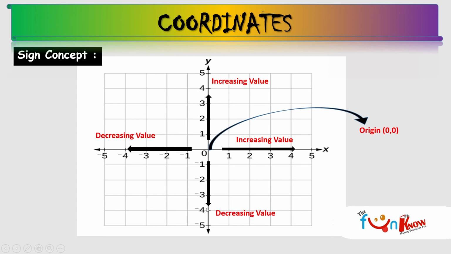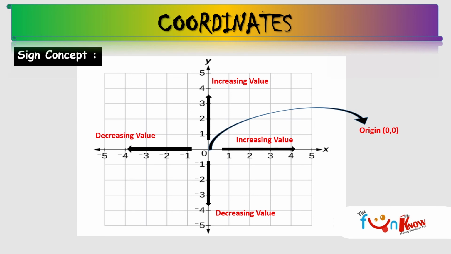So we can say both the x-axis and y-axis have both positive and negative, increasing and decreasing values. O is the origin, or we can say a point where both the axes are merging with each other. On the y-axis, a point which is going upward increases the value, a point which is going downward decreases the value. If it is going to the right-hand side along the x-axis, it is increasing the value, and if it is going to the left-hand side along the x-axis, it is decreasing the value. You have to remember the sign concept, students.